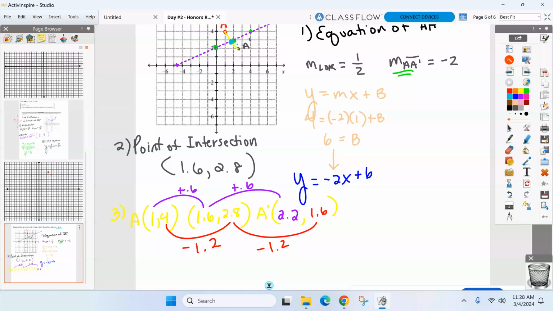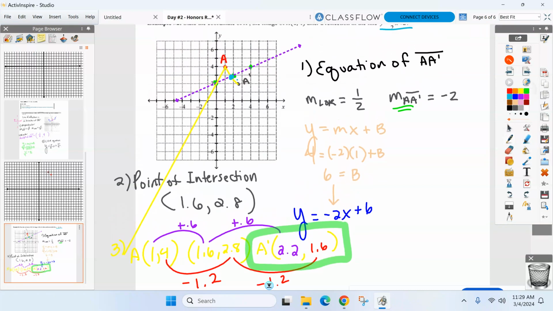And again, I wish I could say I have a fully guaranteed method to see if you're right, but the best I can do for you is see if it's in the ballpark. Over 2.2, up 1.6. Yeah, that's pretty good right there. Definitely on the other side of the line and just as close as A is. If I get something on the other side of the line and it's way over here, I get that I did something wrong.